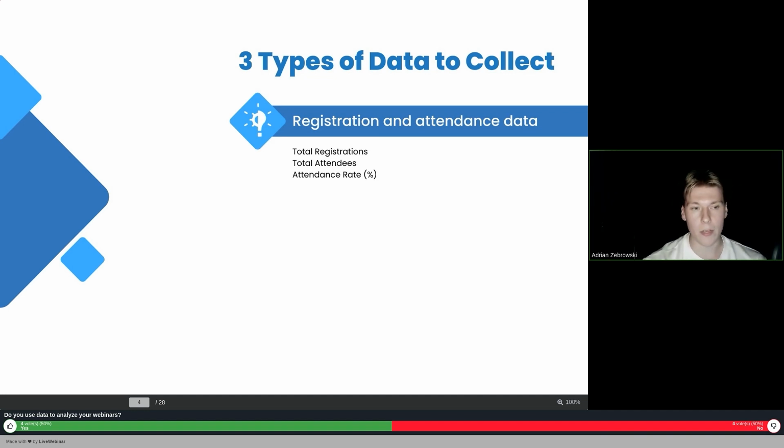So that's the first, let's say, threshold that the people within the funnel have to cross, and the total registrations will usually be the biggest metric of them all. Now, they do not mean that people will necessarily attend this particular event. All this signifies is an intent.